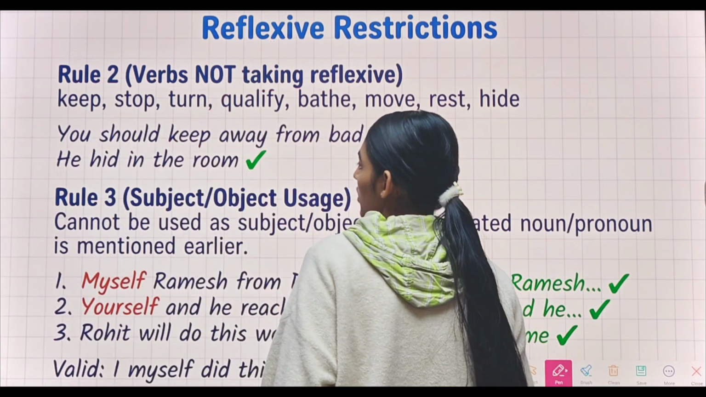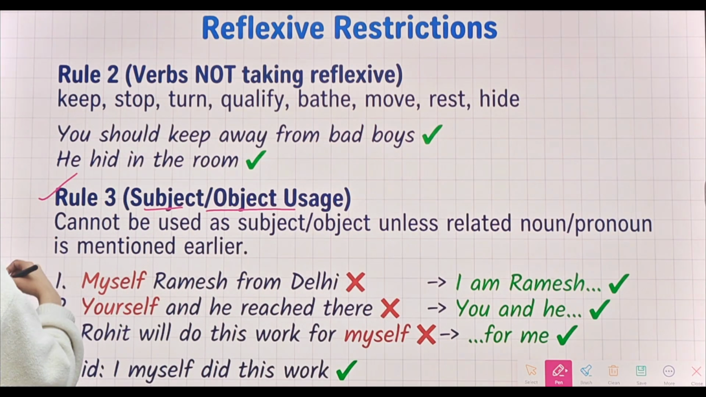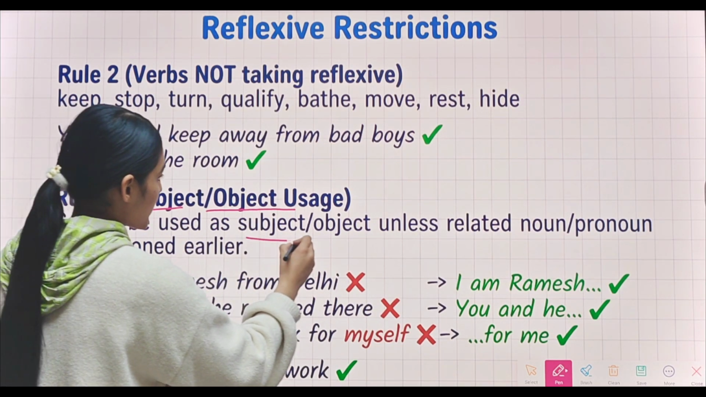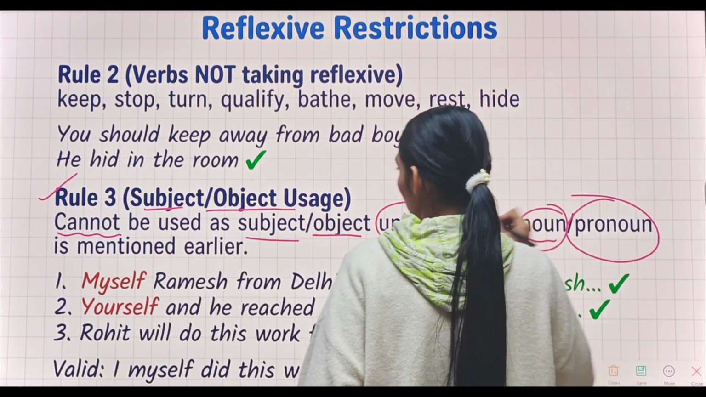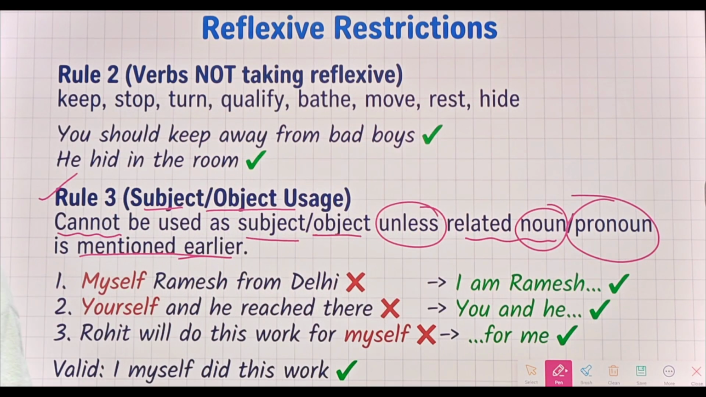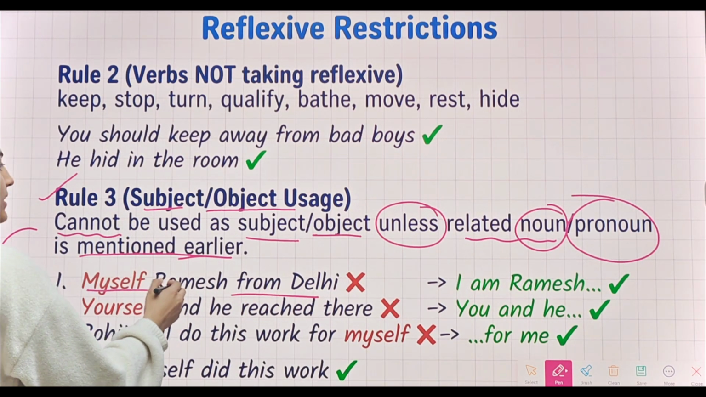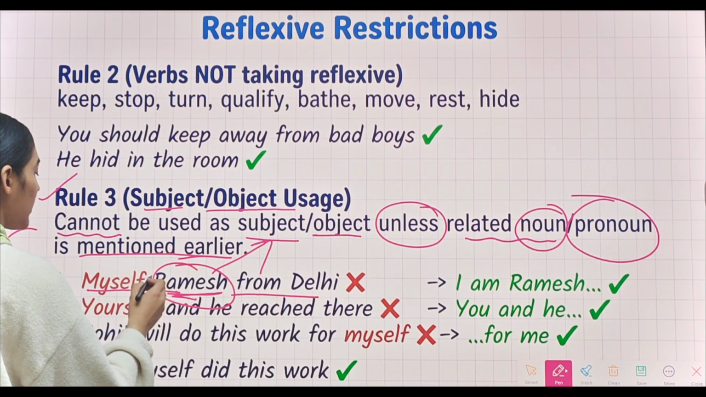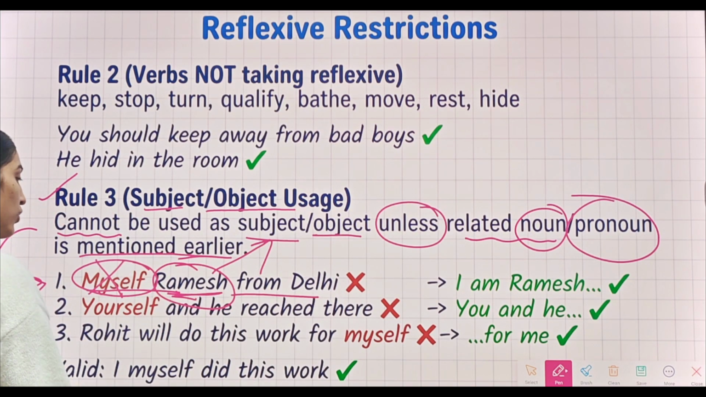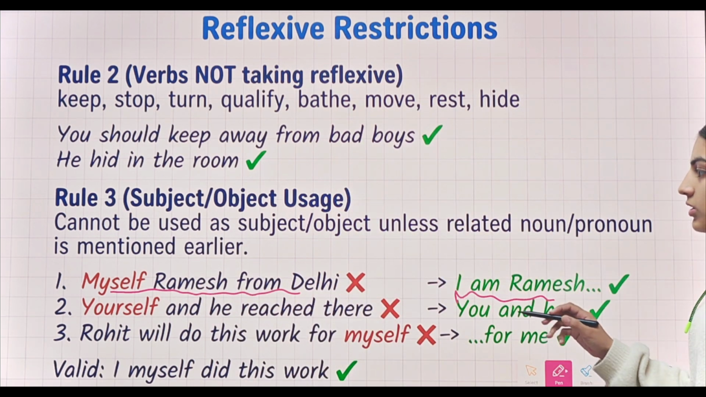Then we have rule number 3, subject or object uses. Reflexive pronoun cannot be used as subject or object unless the related noun or pronoun is mentioned earlier. So, let's see the examples that we have. Myself Ramesh from Delhi. I told you that they cannot be used as subject. So here Ramesh is the subject, and along with that we cannot use reflexive pronoun. Instead of saying myself Ramesh from Delhi, we will say I am Ramesh from Delhi.